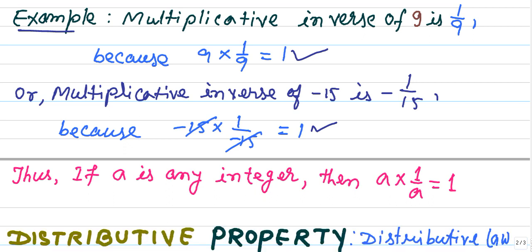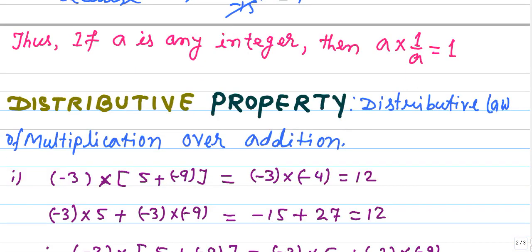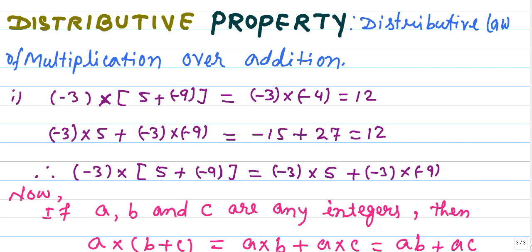The next topic, which plays a very important role in our number system and in mathematics, is called the distributive property, and in our life also it plays an important role, right? So, the distributive law of multiplication over addition, how can we understand it? First of all, take examples and try to understand. You see, we have three integers: minus 3, 5, and minus 9. I have taken minus 3 outside of the bracket, multiplied by a big bracket containing 5 plus minus 9, and then closed the bracket.